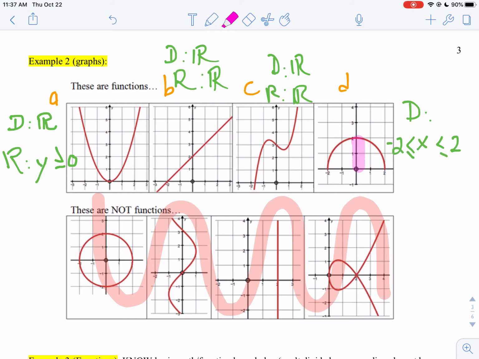Up down is right here. So if you look up down, your range, we use Y for range, starts from 0 and it goes up to 2. 0 and 2, and it includes 0 and it includes 2. So that would be your domain and your range.